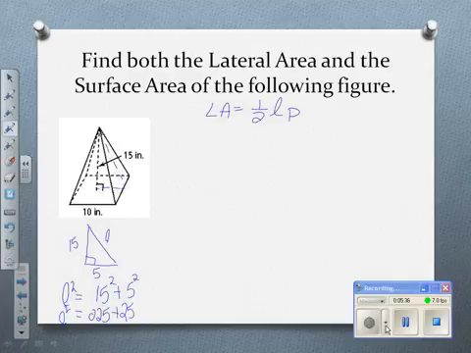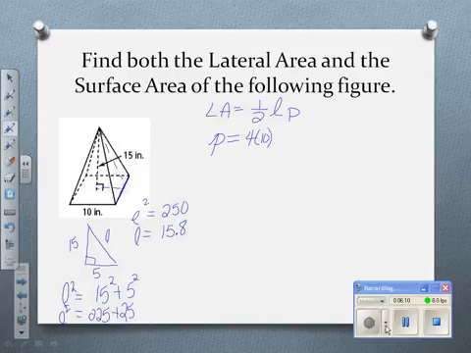So let me go back up here. So L squared is equal to 250. So L equals the square root of that, which is approximately, let's go with 15.8. Okay, so I know my slant height is 15.8. My perimeter, because this is a square, is going to be 4 times 10. So perimeter is going to be just the perimeter of the base, so all sides are 10.